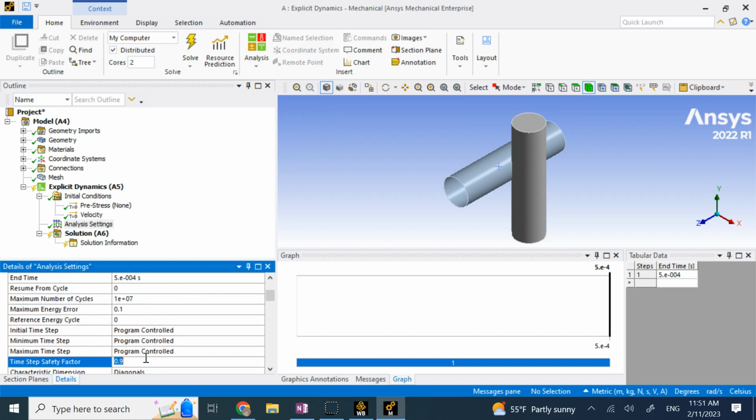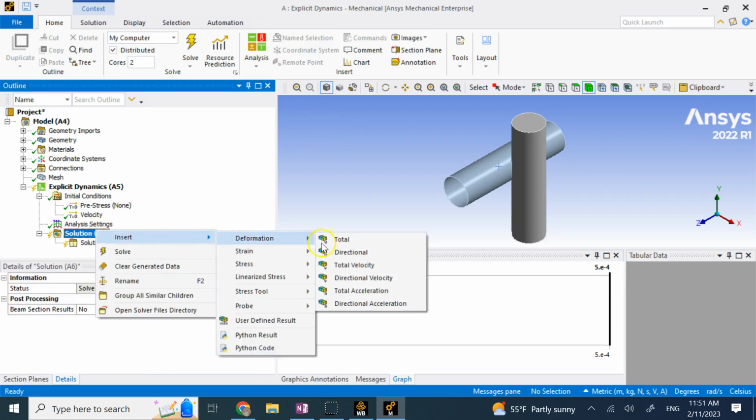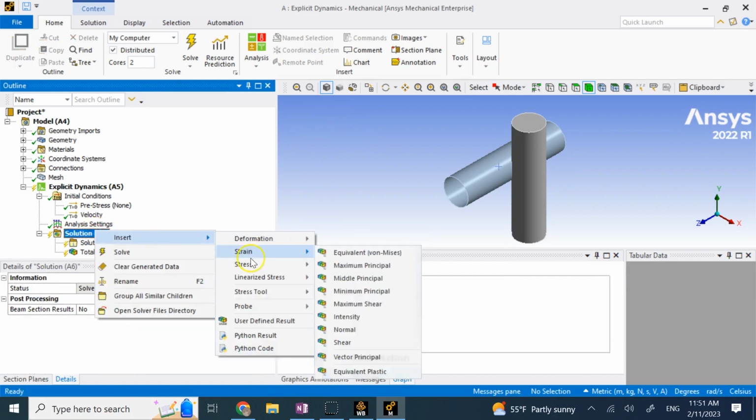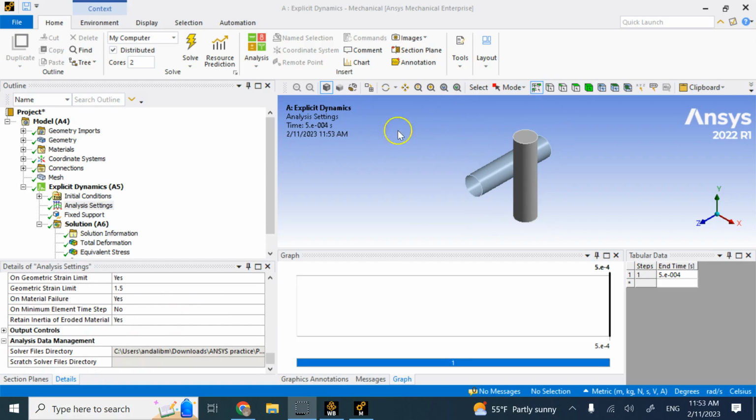Okay, and then once everything is set, I can go ahead and insert, let's say, total deformation. I can insert von Mises stress and so on, and then I can solve and look at the results. Before I show you the results, there was one more thing that we need to set up in the simulation, and I forgot to tell you.